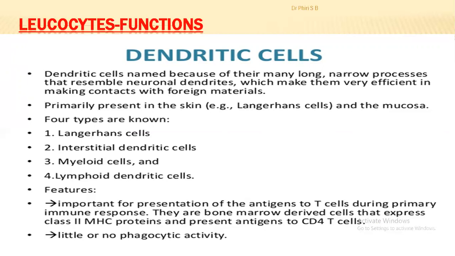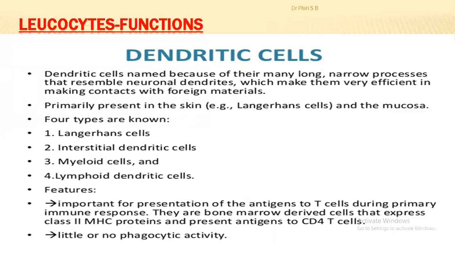So they are present within the skin, the Langerhans cells, the mucosa, and there are four different types of dendritic cells depending on their locations. So you have Langerhans cells, you have interstitial dendritic cells, there are myeloid cells that are found within the bone marrow. Then there are also lymphoid dendritic cells. Lymphoid dendritic cells are associated with lymphatic tissue, or the lymph nodes, thymus, you can also find them there, or the bursa equivalent areas within the mammals, you can also find these dendritic cells.